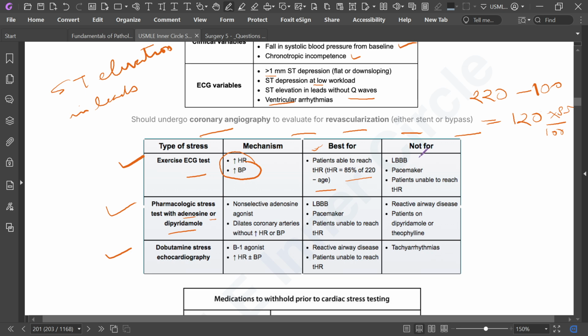Who should not do this test? Those with left bundle branch block, those who are on a pacemaker, and patients unable to reach the target heart rate.